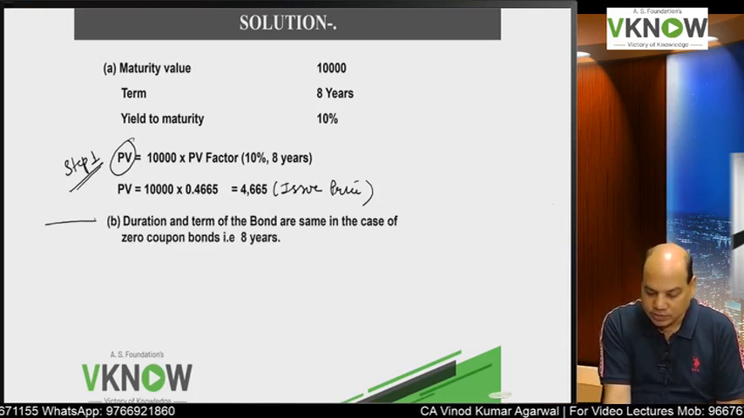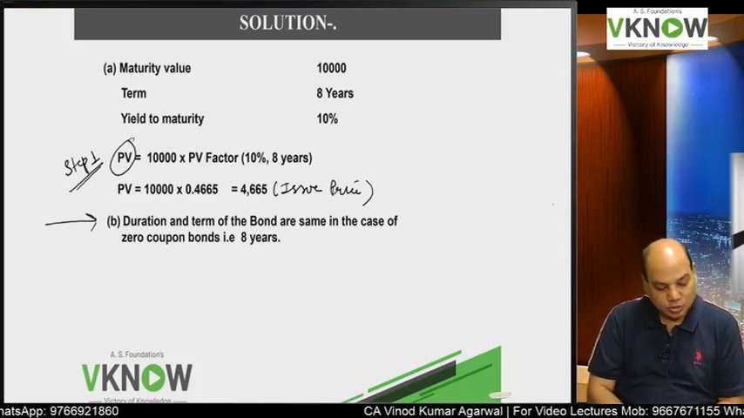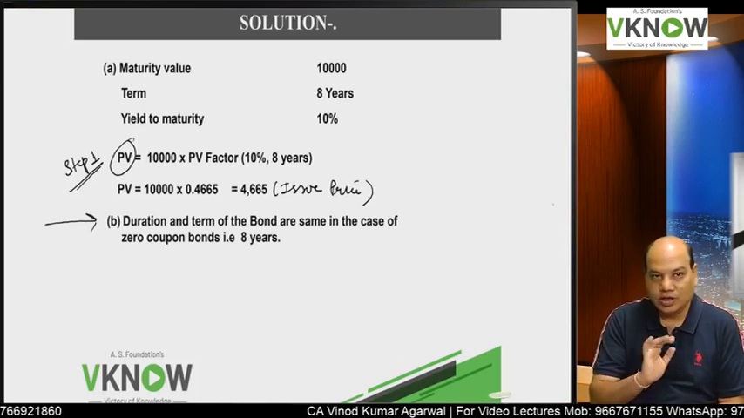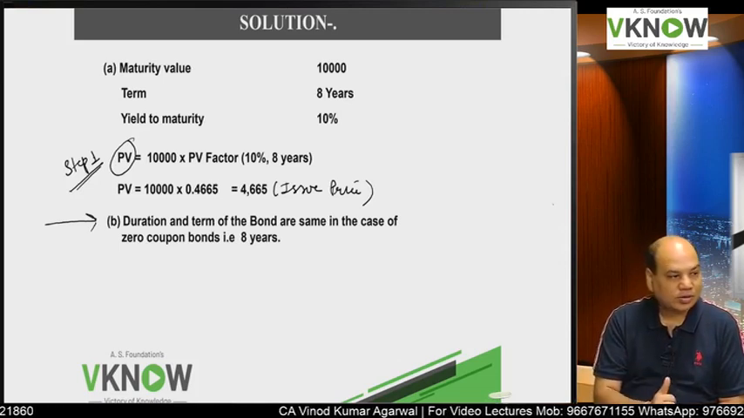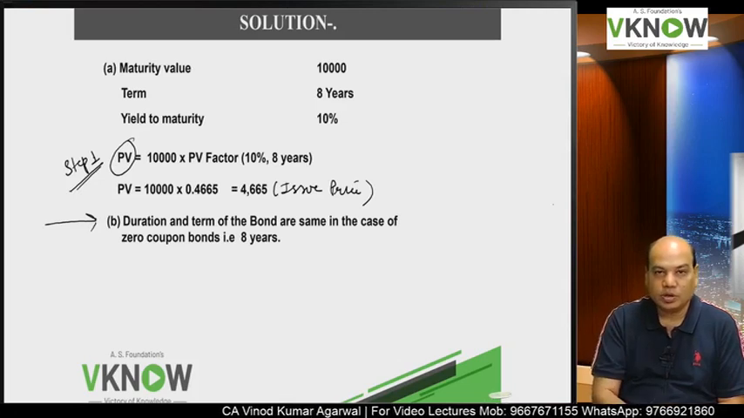Second answer is the simplest question ever heard. What is the duration of this zero coupon bond? So you don't have to do any calculation. Okay, enjoy. Just write one line. Duration and term of the bond are same.